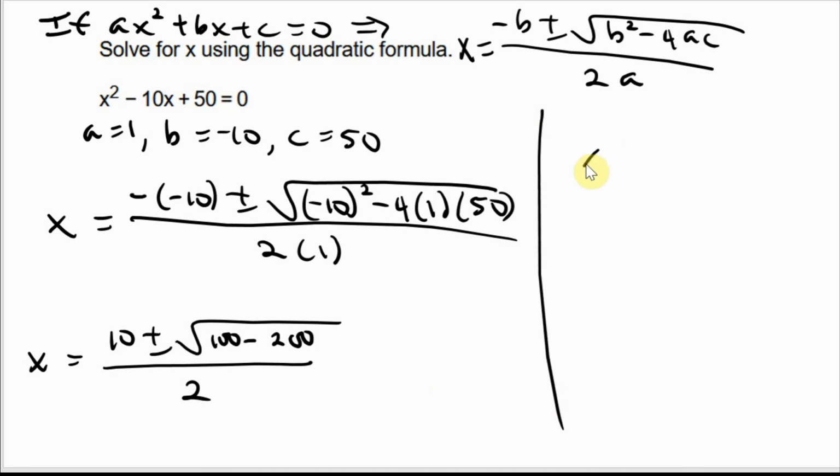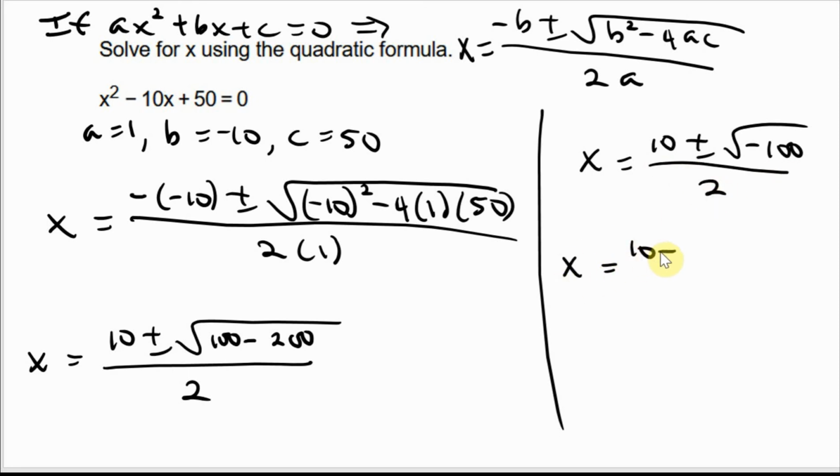And so this is x is equal to 10 plus or minus, that's the square root of a negative 100, right? All over 2. So this is x is equal to 10 plus or minus, the square root of 100 is 10, the square root of negative 1 is i. So this is just 10i all over 2. So we can write our answer as the 10 divided by 2 is 5 plus or minus 10i divided by 2 is 5 times i.